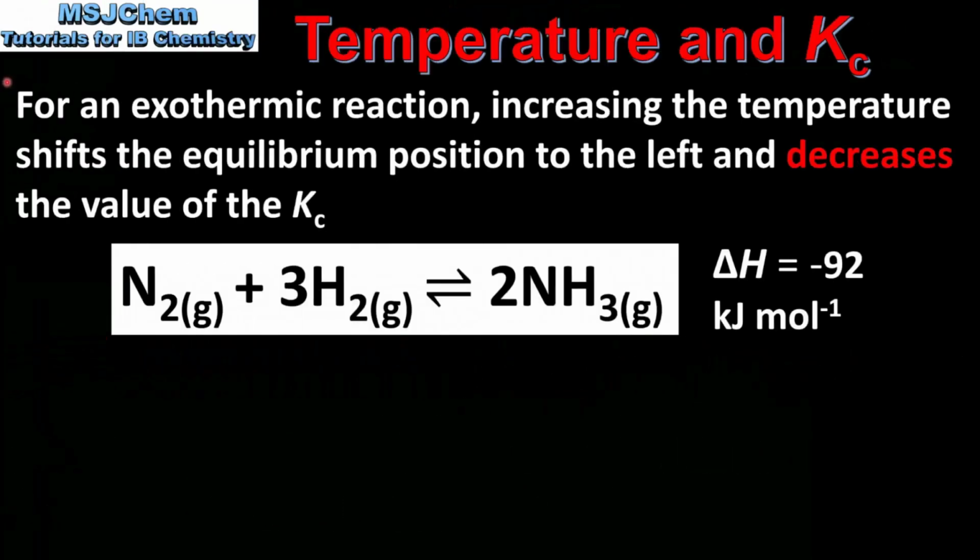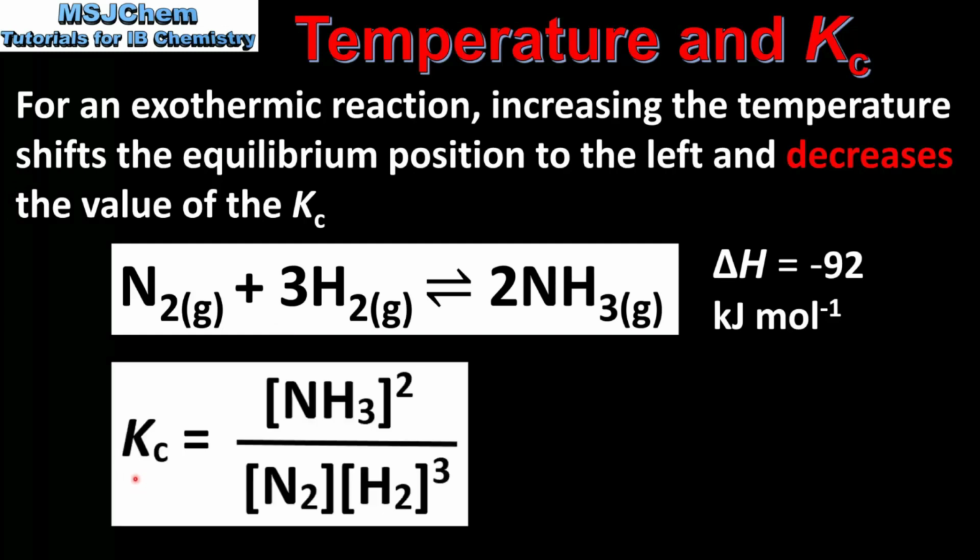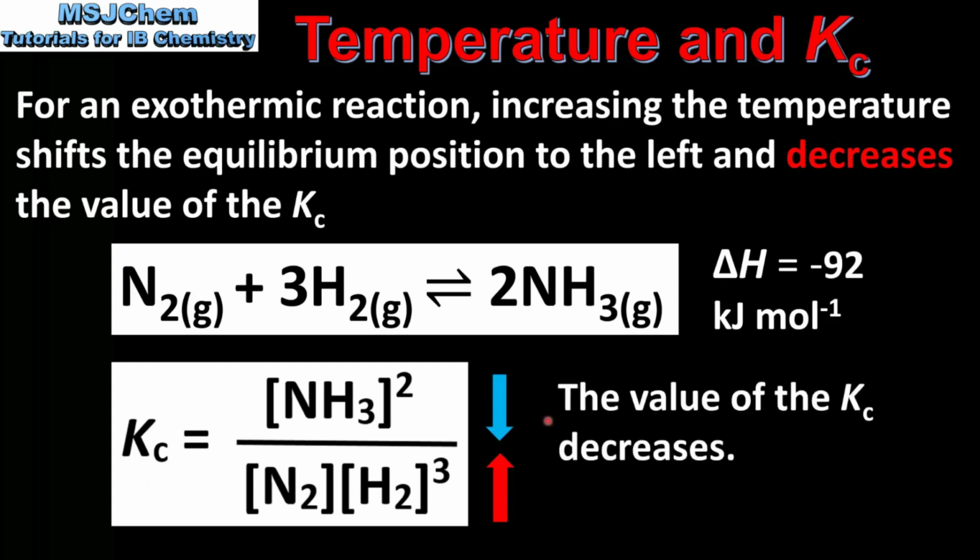Next, we look at the effect of temperature on the value of the equilibrium constant Kc. So for an exothermic reaction, increasing the temperature shifts the equilibrium position to the left and decreases the value of the Kc. As we saw in a previous slide, the forward reaction of the Haber process is exothermic. Here we have the equilibrium constant expression for the Haber process. When the equilibrium position shifts to the left, the value of the numerator decreases and the value of the denominator increases. Therefore, the value of the Kc decreases.